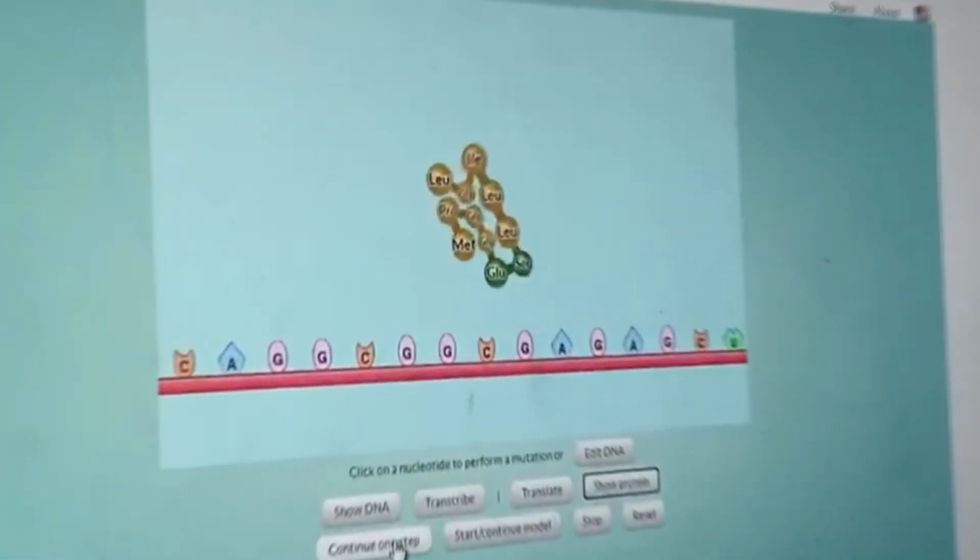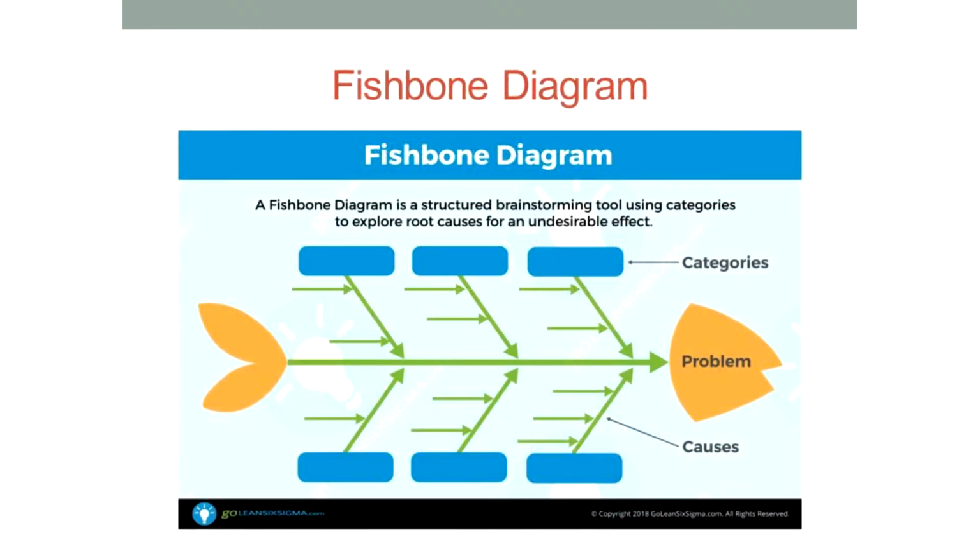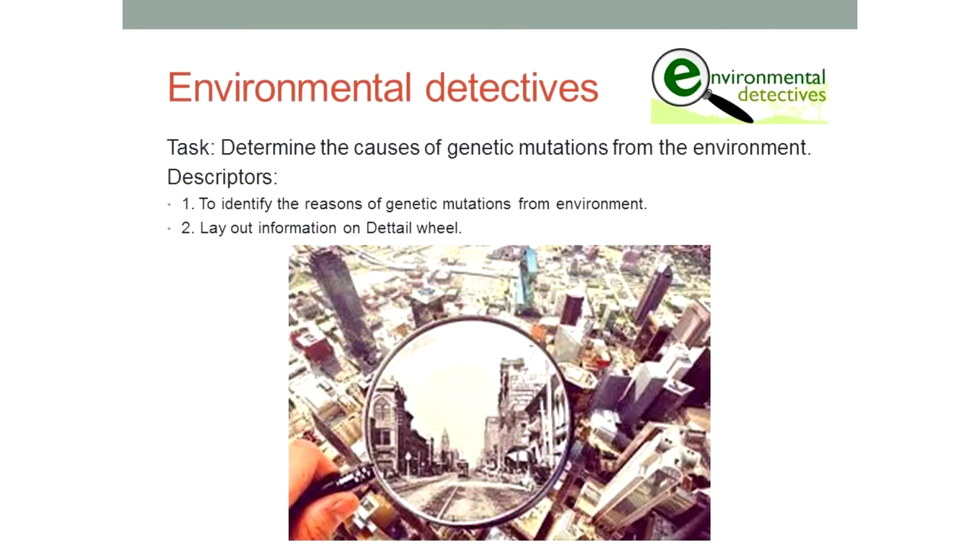The second group will be doctor detectives. Task for them: consider the causes of diseases such as sickle anemia, cystic fibrosis, and Huntington's, and draw their own fishbone. The third group, environmental detectives. Task: determine the causes of genetic mutations from the environment. The tasks in each group come with descriptors.